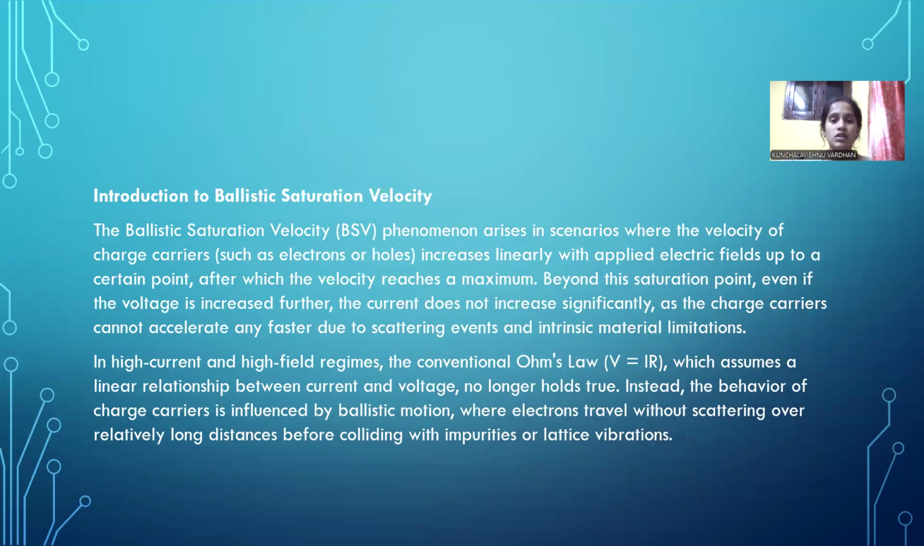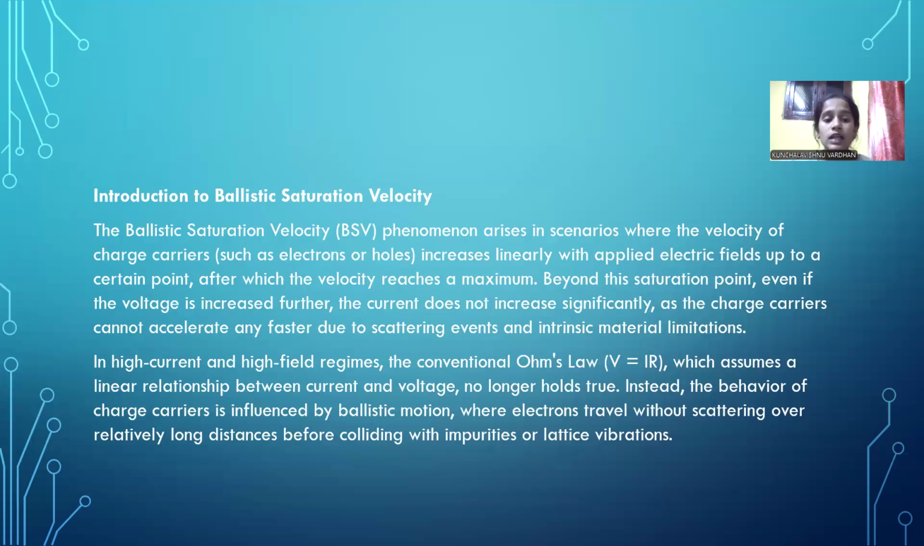Introduction to ballistic saturation velocity. The ballistic saturation velocity (BSV) phenomenon arises in scenarios where the velocity of charge carriers, such as electrons or holes, increases linearly with applied electric fields up to a certain point, after which the velocity reaches a maximum. Beyond this saturation point, even if the voltage is increased further, the current does not increase significantly, as the charge carriers cannot accelerate any faster due to scattering events and intrinsic material limitations.